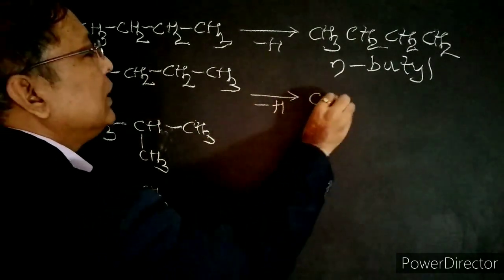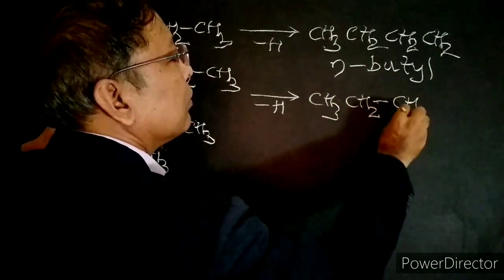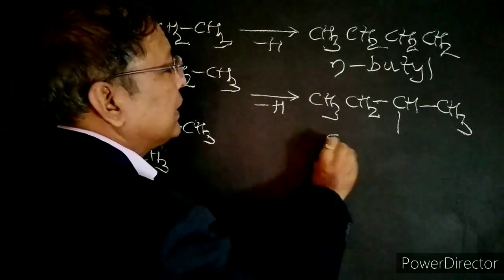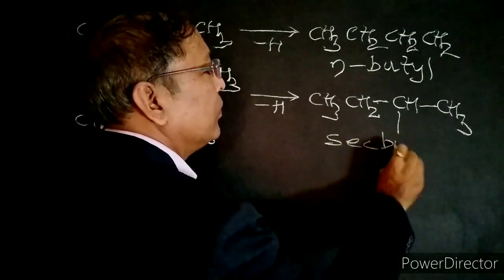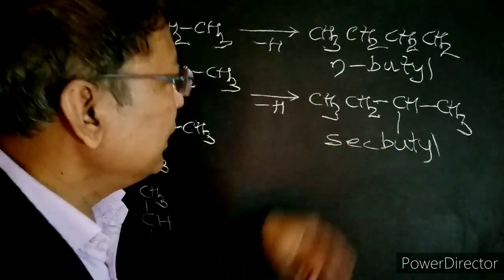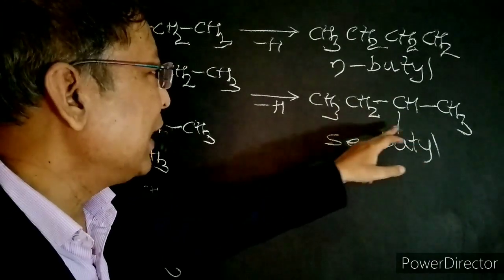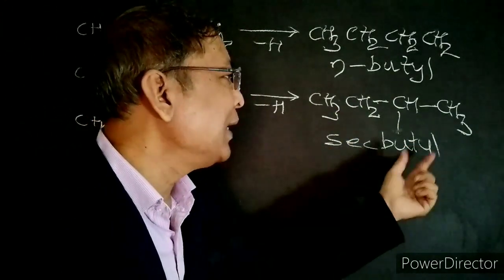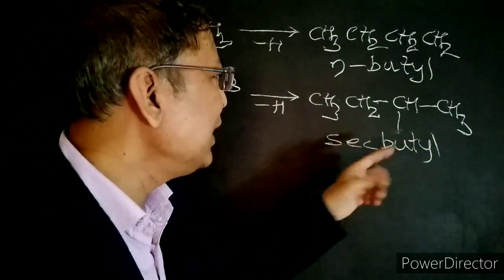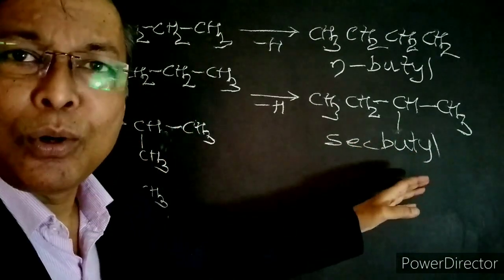Then we have CH3, CH2, CH, CH3. This is called secondary butyl group, or in short, sec-butyl. Here, if a halogen atom is present on the second carbon of butane, then it is called sec-butyl halide. If chlorine is there, we call it sec-butyl chloride, bromine, sec-butyl bromide, and iodine, sec-butyl iodide, and so on.